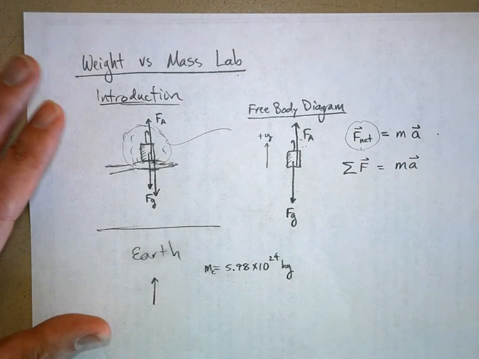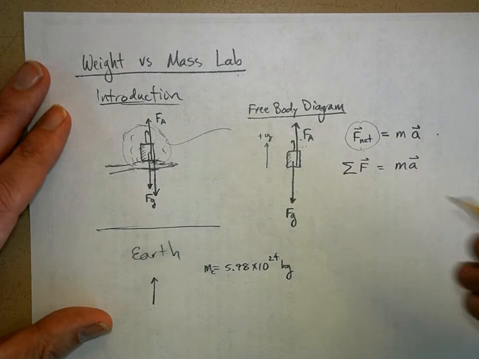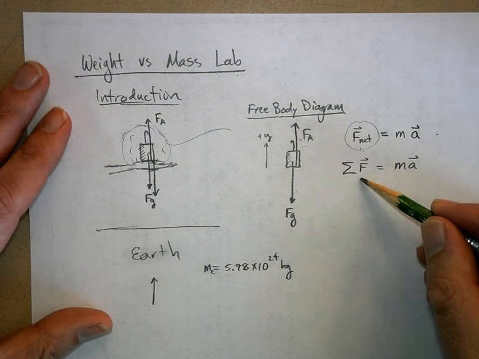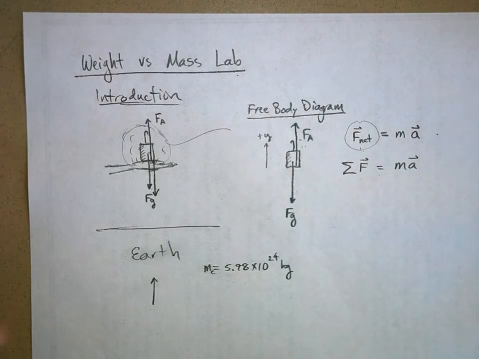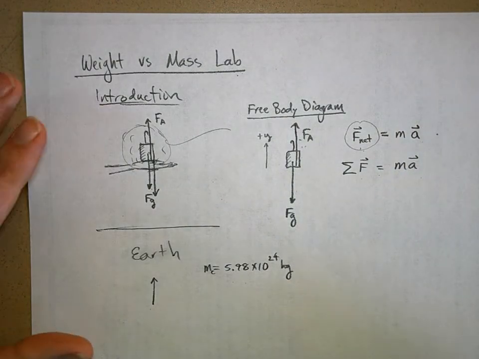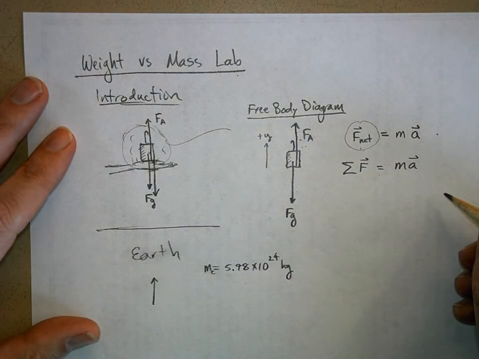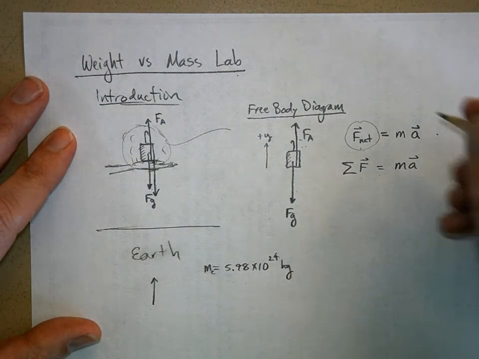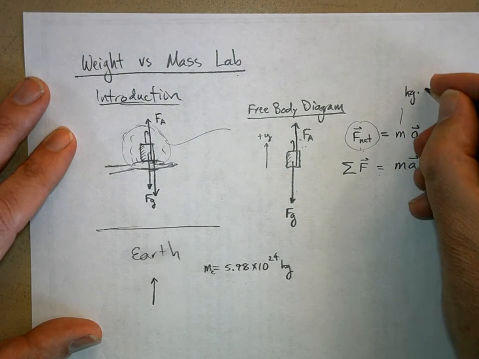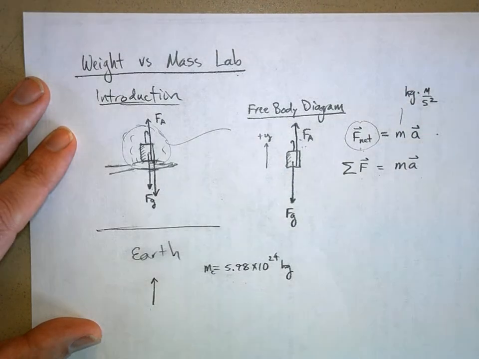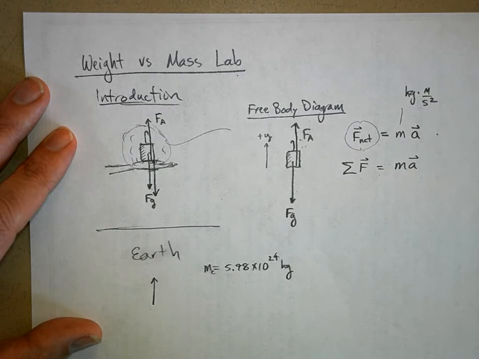This is how I'm going to write Newton's second law from now on. If I add up all the forces acting on the object, it will be equal to the object's mass times its acceleration. Now, using this equation to define what a force is, let's look at the units. Kilograms, meters per second squared. And what did I say last time that a kilogram times a meter per second squared was equal to? It's a Newton.